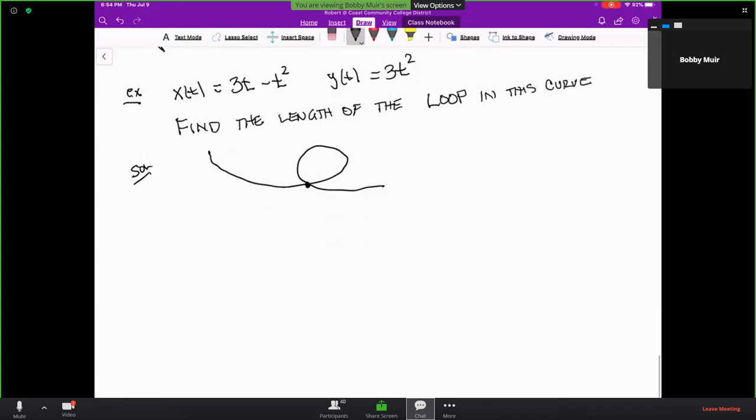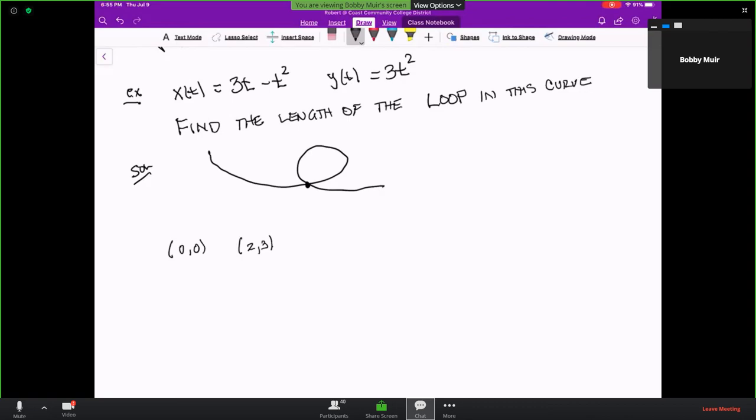Well, let's see here. Let's just start plotting some points and see what happens. So (0, 0) is a point. When t is equal to 1, I'm going to get a 2 and a 3. I don't know if this is helping much. Okay.